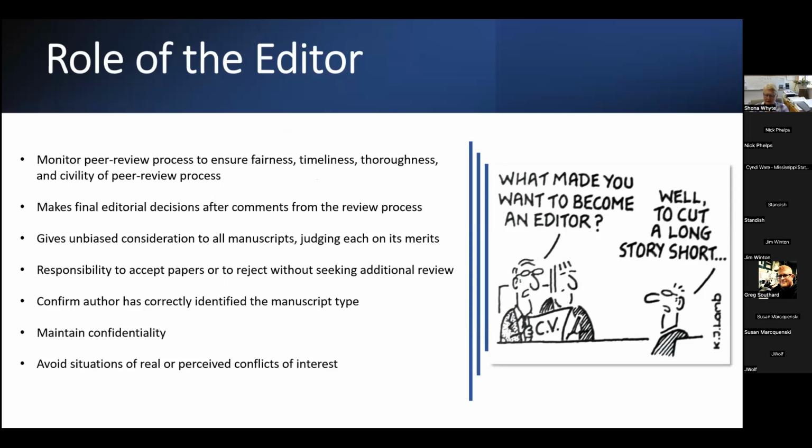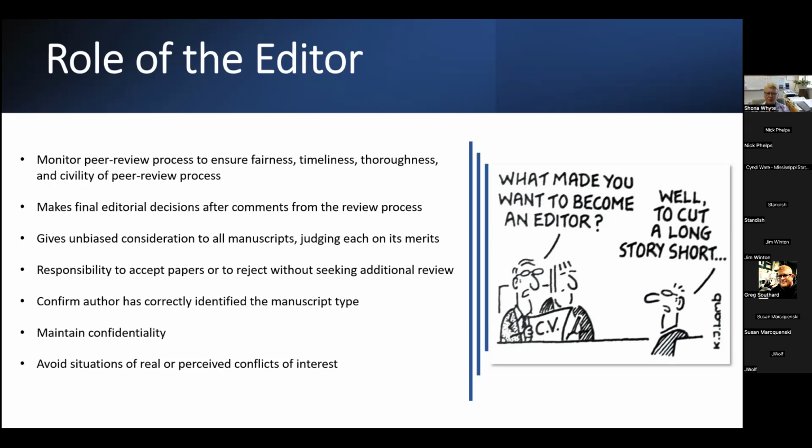In my short time as editor, I haven't thankfully come across incivility, but I know that in other journals that has happened. We make the final editorial decision after comments from the review process. We give an unbiased consideration to all manuscripts, which is what I was getting at earlier: even if the English is poor, which makes it difficult to understand, we still try to give a fair assessment.